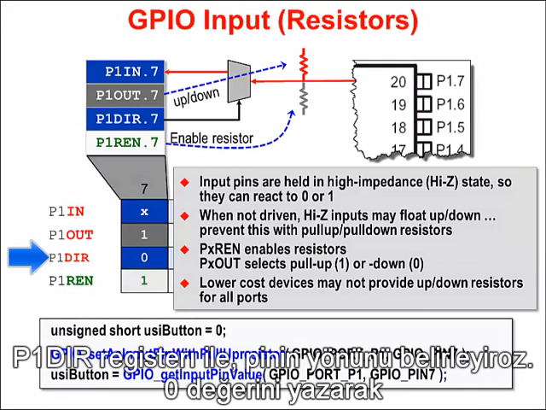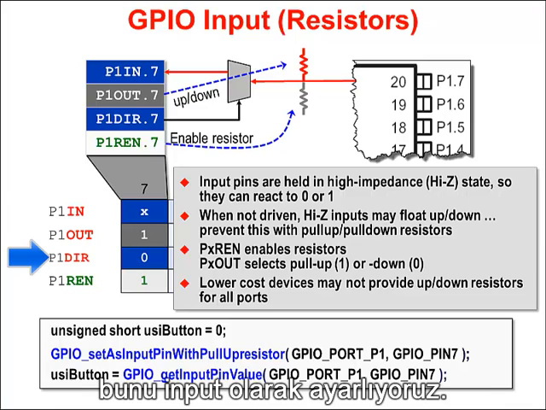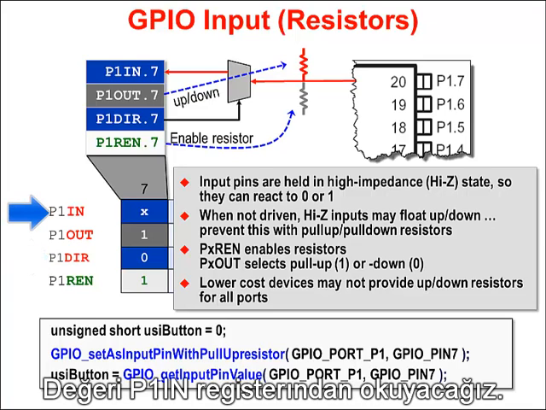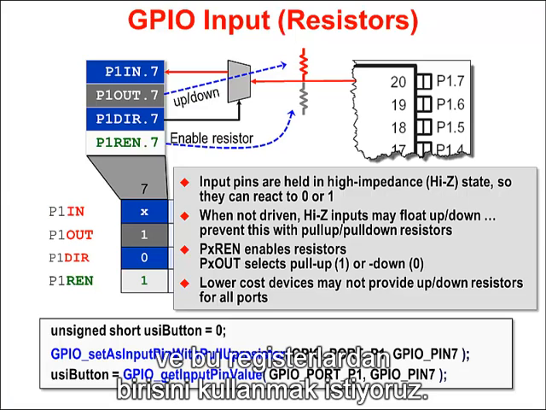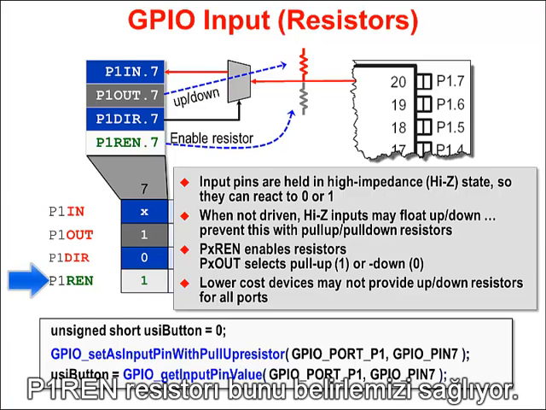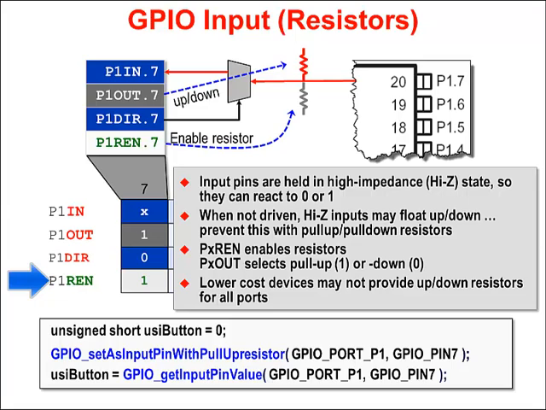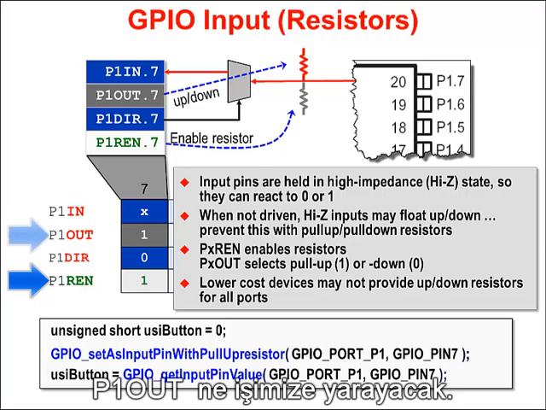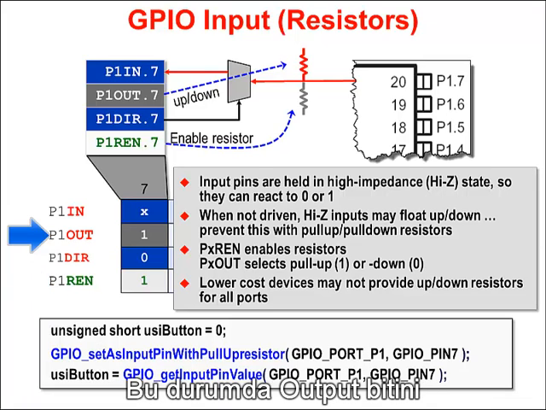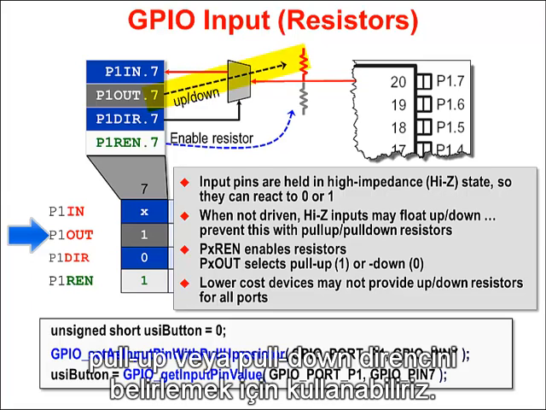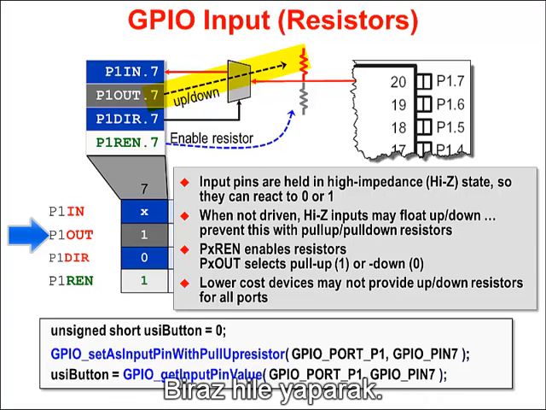Along with the P1 DIR, we specify that we want this to be an input by putting a 0 there. We're going to read the value on the P1 IN register. So that's going to be either a 1 or a 0. And if we want to use one of those resistors, the P1 REN, resistor enable bit, allows us to specify that. So the P1 REN allows us to say we want to use a resistor, and then the P1 OUT, well, let's see, why would we need an output? Because this is configured for input. Well, we can reuse that output bit in this case to specify whether we want to use a pull-up resistor or a pull-down resistor. So we get a little tricky there.